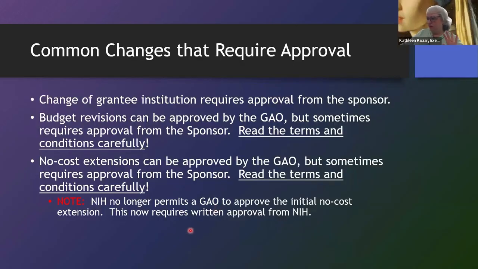For the moment, it's no longer possible under the new regulations coming out of the federal government. We have not seen this from some of the other agencies yet, but I expect that the same thing will happen with other agencies that used to permit the authorized official to allow the first 12-month extension of a grant.